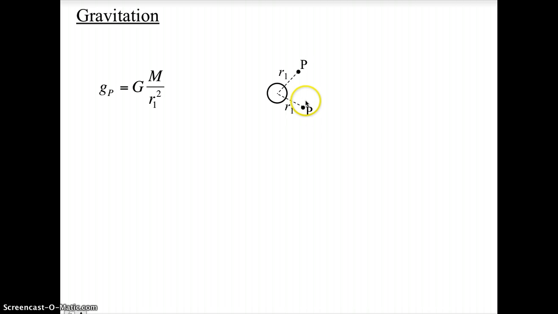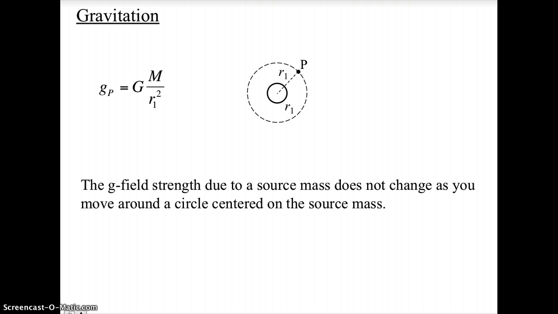So by swinging this point P down to here, we haven't changed the field strength's magnitude, because nothing in the equation has changed. So I could move point P to anywhere on a circle whose radius is r1, and the field strength will be equal to the right side of this equation. So the interesting thing we see is that the G field strength, due to a source mass, M, does not change as you move around a circle centered on the source mass. Only as you move out or in radially do you change the field strength.